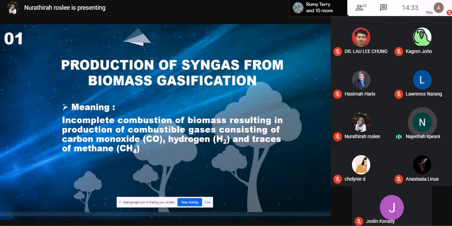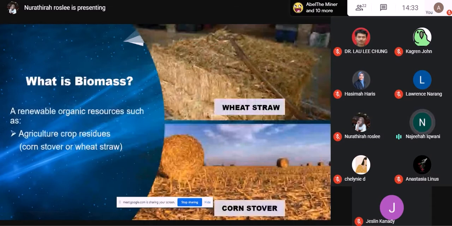So you guys must be wondering what biomass actually is. Before this, syngas was created by gasification from a non-renewable feedstock such as natural gas. However, there is another way which is more cost effective, which is gasification from biomass. So what is biomass? Biomass is a renewable organic resource such as agricultural crop residues, which are straw and corn stubble.